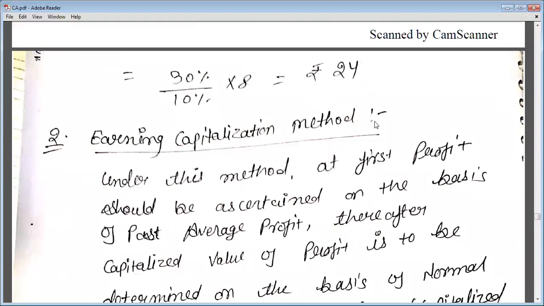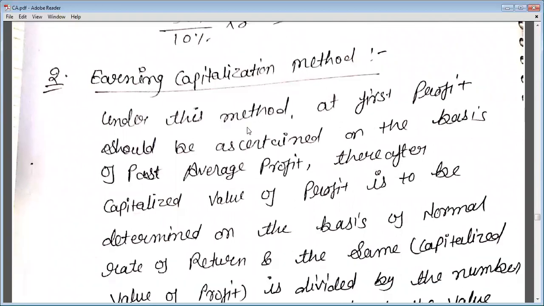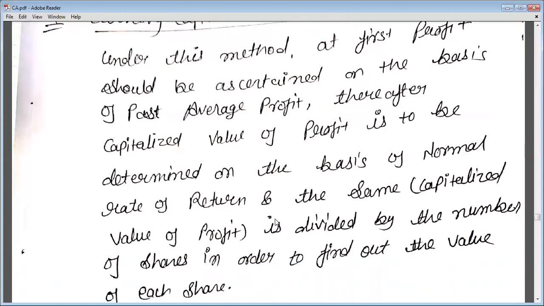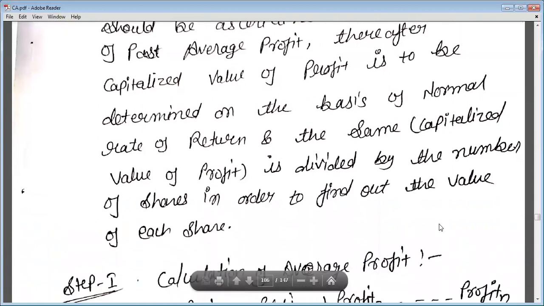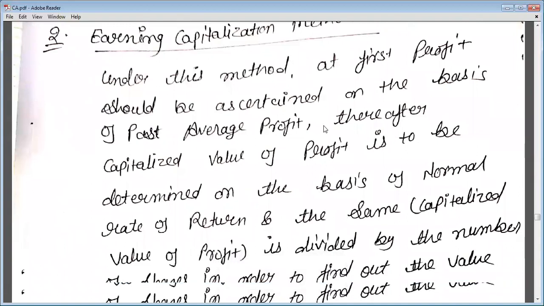Now the next method is the earning capitalization method. Under this method, at first the profit should be ascertained on the basis of past average profit. Thereafter, the capitalized value of profit is determined on the basis of the normal rate of return, and the capitalized value of profit is divided by the number of equity shares in order to find out the value of each share. So let's see the formula to calculate the value of a share in the earning capitalization method.